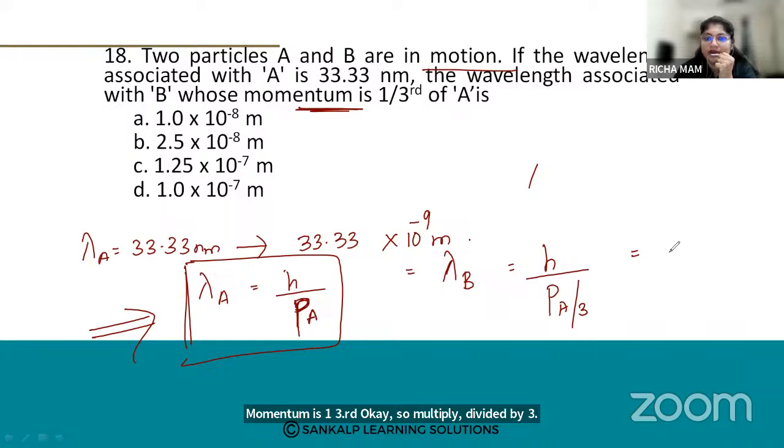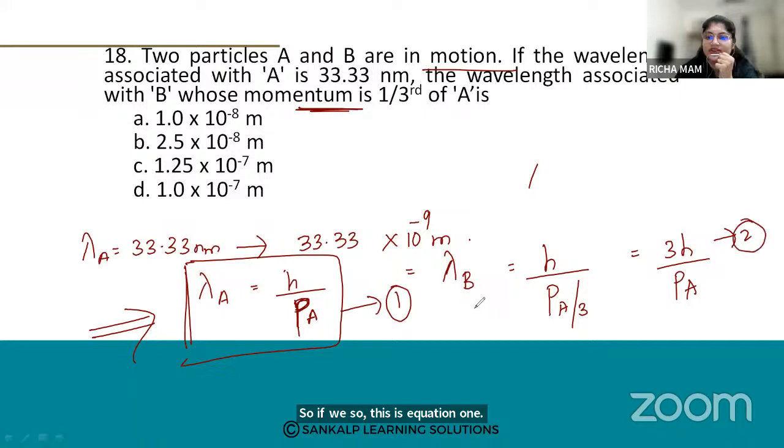This is equation 1, this is our equation 2. From equation 1 and 2, what are we going to get? Just divide 1 by 2. So lambda A by lambda B is equal to, h gets cancelled, it will be 1 by 3.